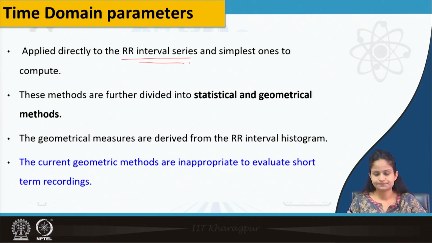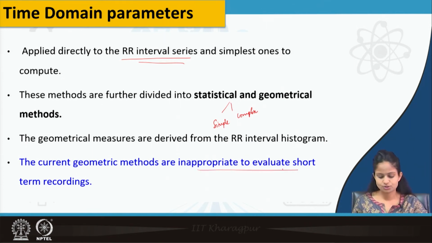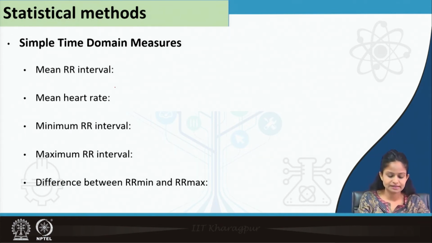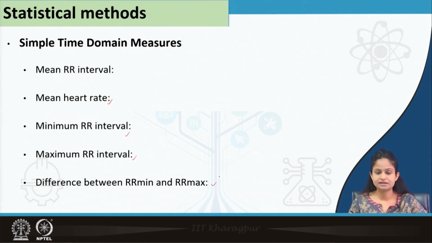So these methods are, as I told you, the statistical methods. We have simple statistics as well as complex statistics. Simple statistics means the mean, then we have the standard deviations of the RR intervals. The current geometric methods are inappropriate to evaluate short term recordings. So we will see what the statistical methods are. The simple time domain measures are mean RR interval, mean heart rate, minimum RR interval, maximum RR interval, and the difference between the minimum RR interval and the maximum RR interval.